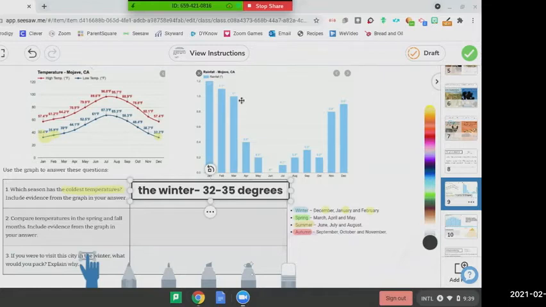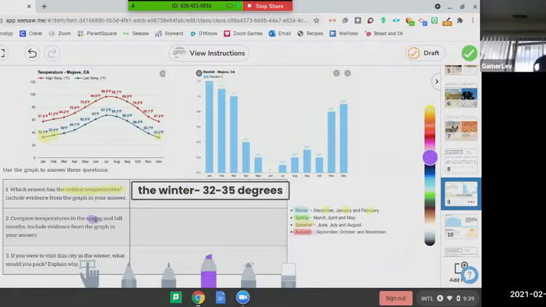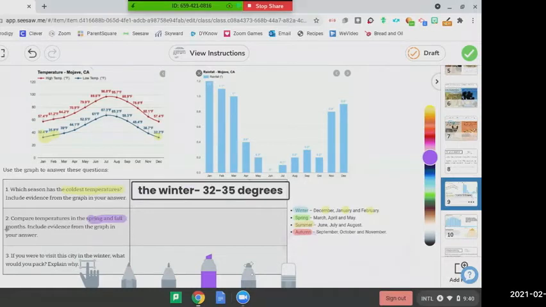Question 2 says, and I'm going to change my highlighter color so that I can clearly tell which piece of evidence I'm highlighting for which question. Compare temperatures in the spring and fall months. Include evidence from the graph in your answer. Okay, so over here I see the spring is March, April, and May. So I'm going to go look here for March, April, and May. Here we go.